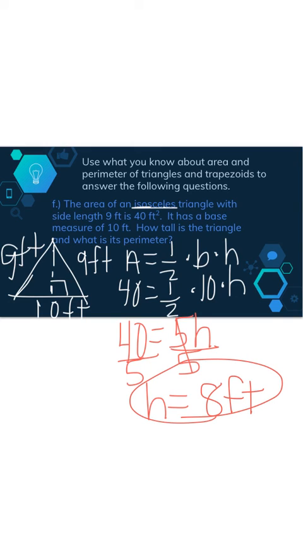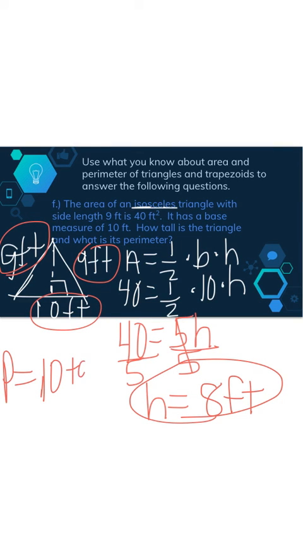Now let's find the perimeter. The perimeter is just the 3 numbers that were the sides. So you have 10 plus 9 plus 9. And your perimeter will be 28 feet.